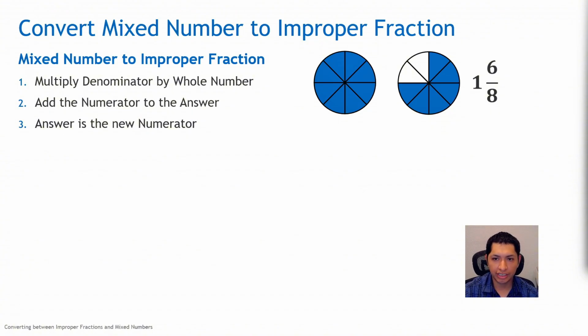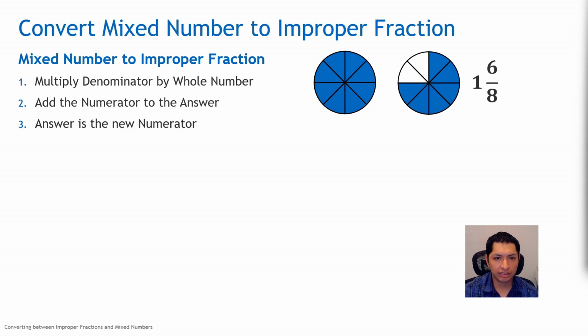So if we look here at this diagram made up of 2 circles, each cut up into 8 slices, the first circle has all 8 slices shaded in, so that is a whole number part, which is 1. One entire thing is completely shaded in. The second circle has 6 out of the 8 slices shaded in, so that is the numerator, 6. And finally, the denominator asks how many slices is each shape made out of, and that is 8.